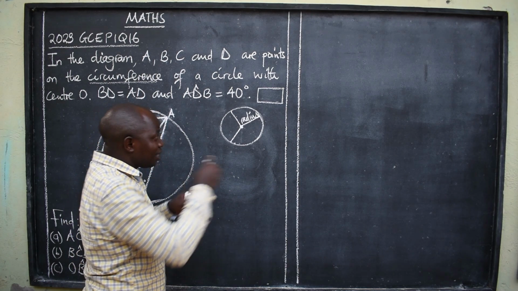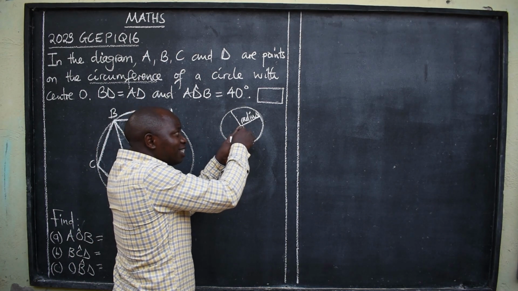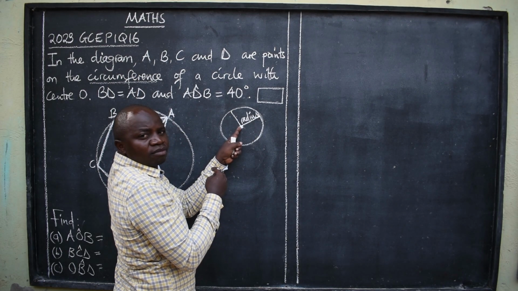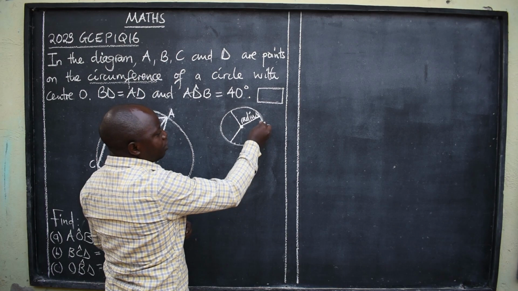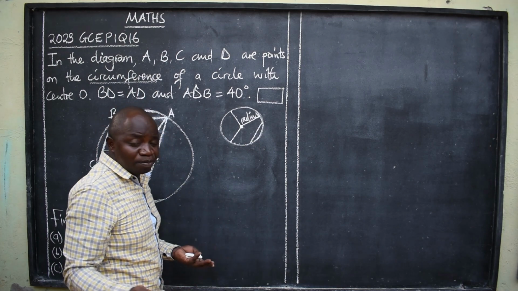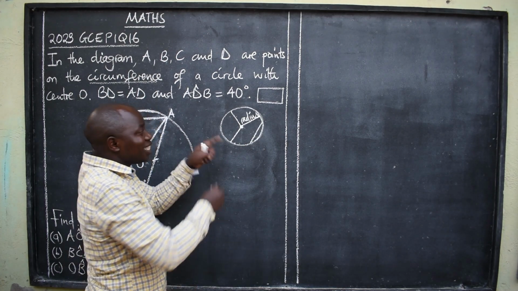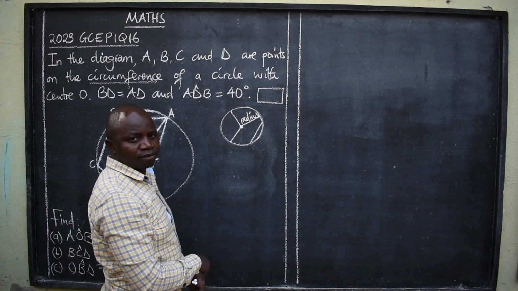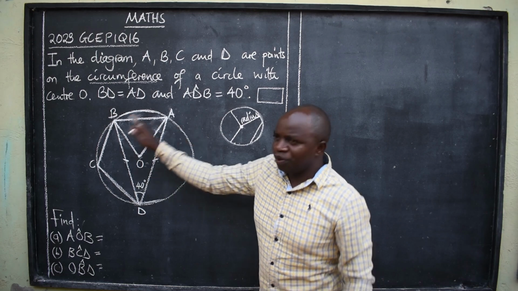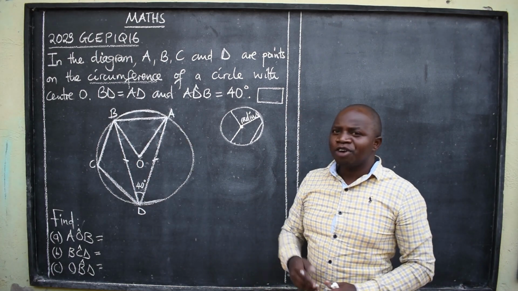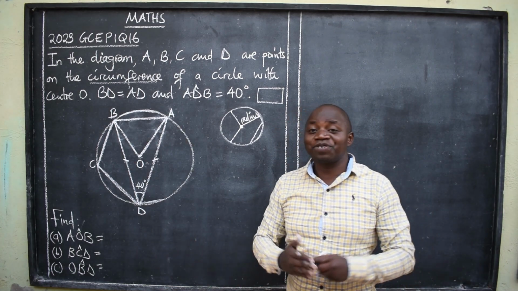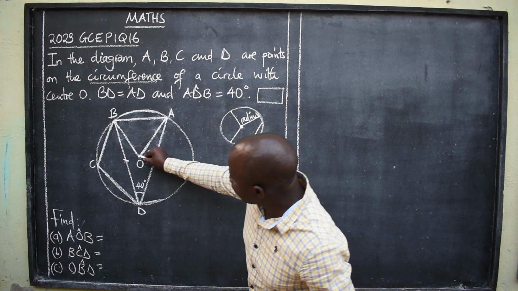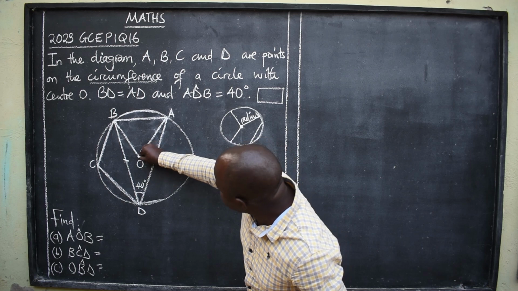Is that clear? Radius is from the center to the circumference. Can we say this is radius from what I've explained? No. Radius should be from the center to the circumference. You can see from here, do we have radii? We don't say radiuses. That is wrong. Radii. Okay?